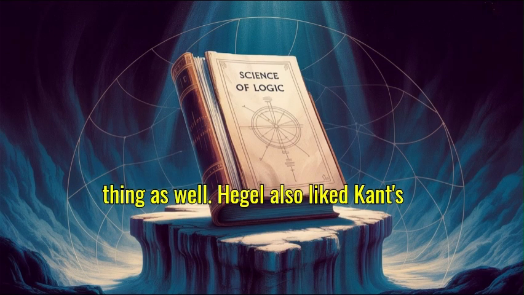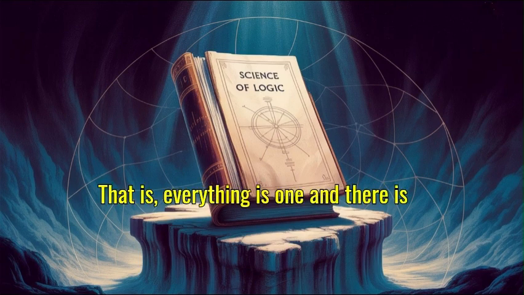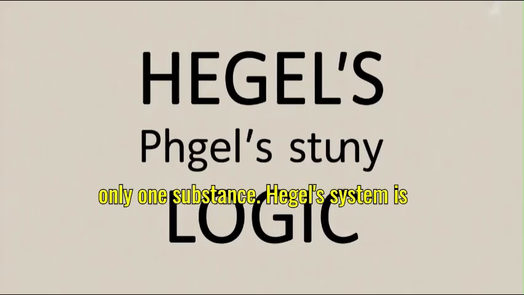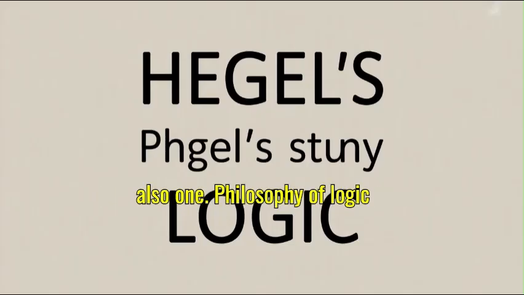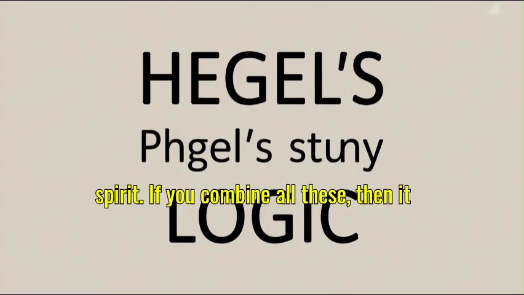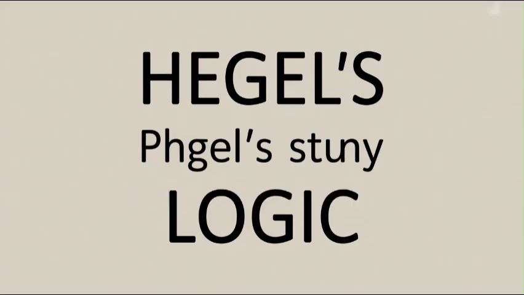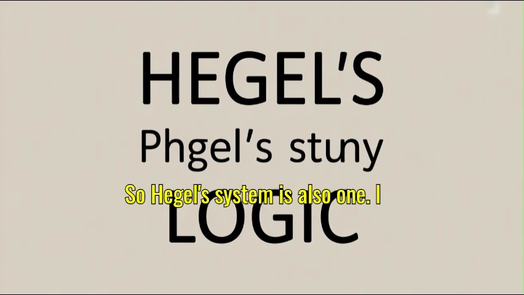Hegel liked this as well. Hegel also liked Kant's system, so he said, I will fill the gap that Kant has created, and I will fill Spinoza's too. That is, everything is one, and there is only one substance. Hegel's system is also one: philosophy of logic, philosophy of nature, philosophy of spirit. If you combine all these, then it becomes one, the idea, the absolute. So Hegel's system is also one.